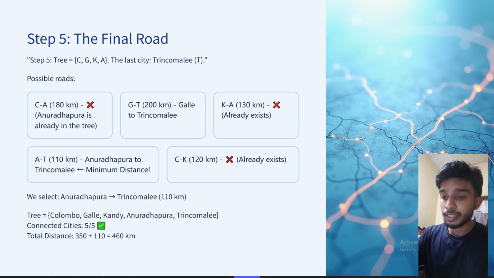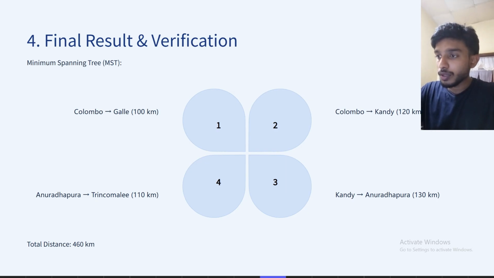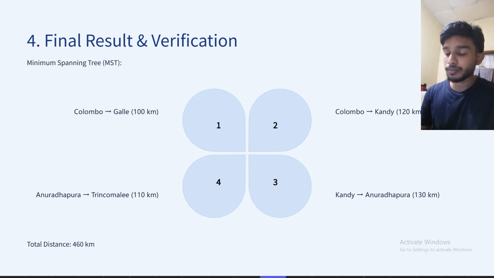Now we choose the minimum distance. We get Anuradhapura to Trincomalee as the minimum distance. Now the tree is complete. All cities connected. Total distance is 416 kilometers. This is the final result verification. Minimum spanning tree: Colombo to Galle, Colombo to Kandy, Anuradhapura to Trincomalee and Kandy to Anuradhapura. Total distance is 460 kilometers.